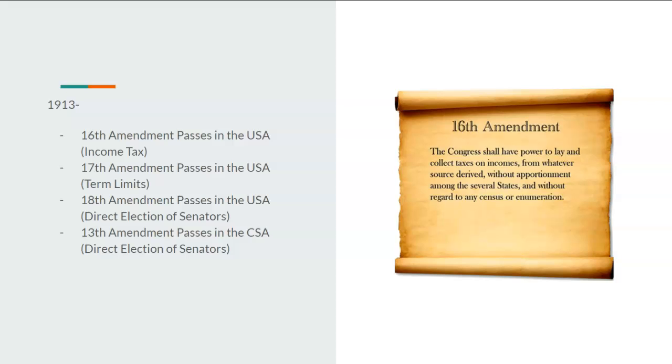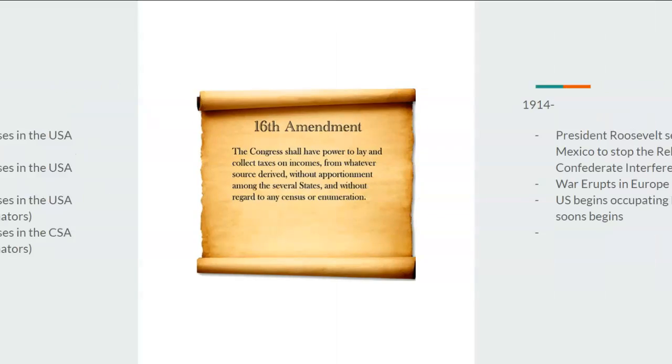In 1913, the 16th Amendment is passed in the United States, income tax, and the 17th Amendment is also passed in the United States, which is term limits. Roosevelt does not want to sign the 17th Amendment into law, but of course, some of his advisors say, come on, dude, your image is on the line. And the 18th Amendment is passed in the United States, which is the direct election of senators. The 13th Amendment is passed in the Confederacy, which is also the direct election of senators. So that's a full country-by-country movement right there.